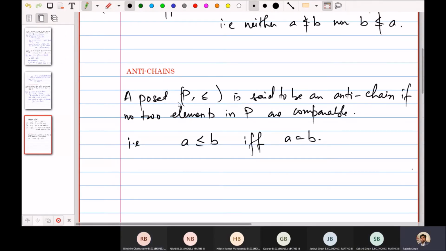What are anti-chains? Anti-chains are the extreme opposite of chains. In a chain, every pair of elements is comparable. In anti-chains, every pair of elements is not comparable. That is, no two elements in P are comparable; two elements are comparable if and only if they are equal. Otherwise, any two unequal elements are not comparable. Is this definition of anti-chains clear?